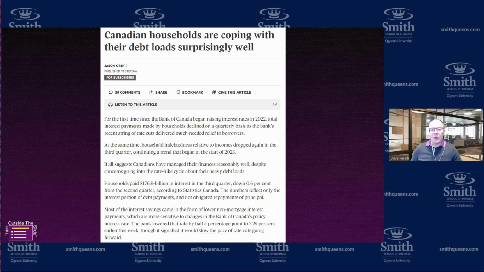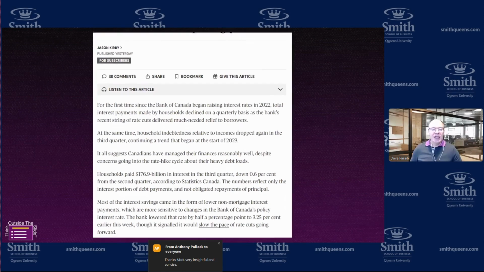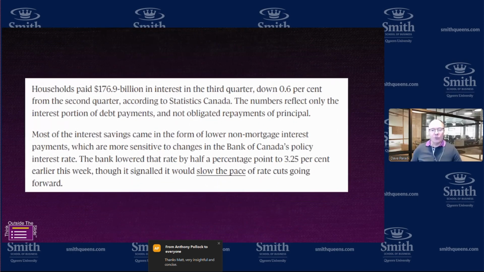And interest payments, the way Statistics Canada looks at them, there are mortgage interest payments and non-mortgage interest payments. When we take a look at the key thing they're trying to talk about, it is that in the third quarter, those interest payments were down 0.6%. What contributed the most to that decline was lower non-mortgage interest. So the key message they want to communicate is, first of all, that it went down, and where did that come down from?